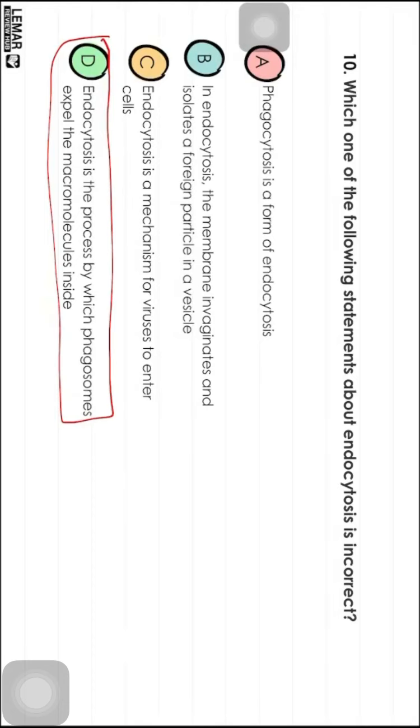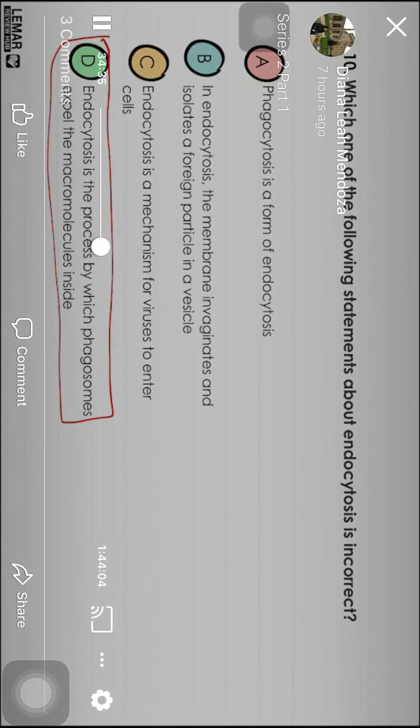Endocytosis is the reverse process of exocytosis, which is described here. Exocytosis is the process of expelling a foreign material. This is described in letter D. Phagocytosis is a form of endocytosis. This important body defense mechanism is a process where specialized cells, your phagocytes, engulf and destroy foreign particles such as microorganisms or damaged cells.